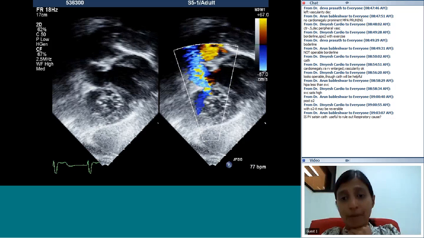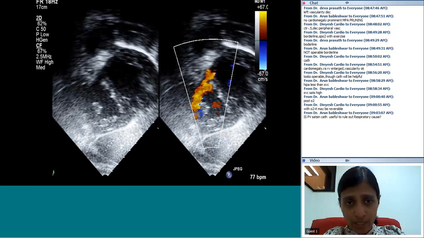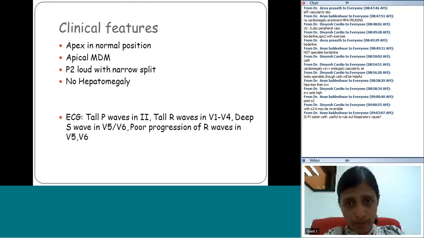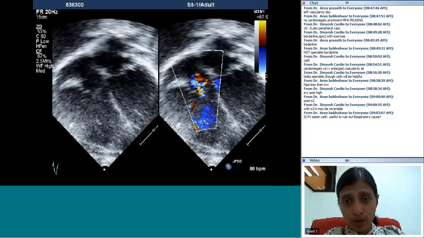So overall, what is your impression regarding operability in this patient? And what will you do next? I'm just trying to see if I gave you a saturation for this patient. No, I should have done. But anyway, what is your overall impression of the operability of this patient? Here again, LV looks dilated to me.